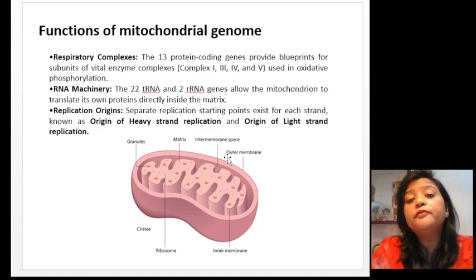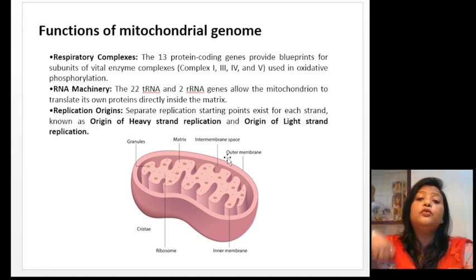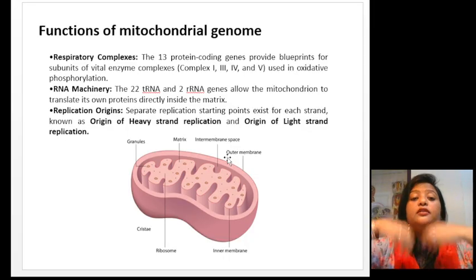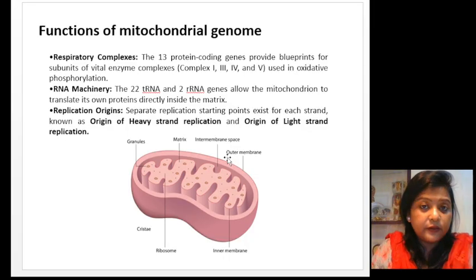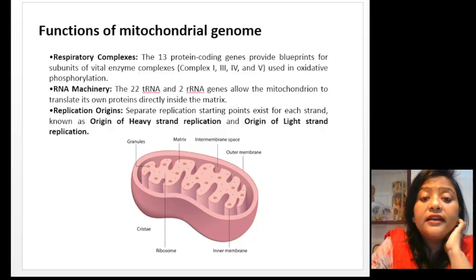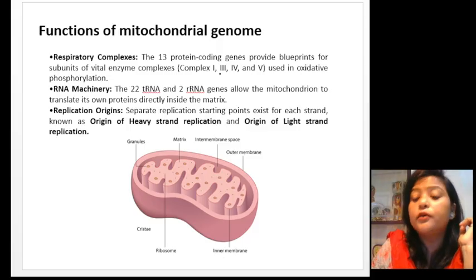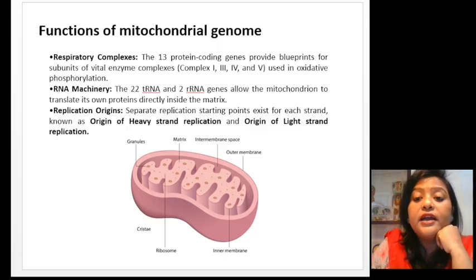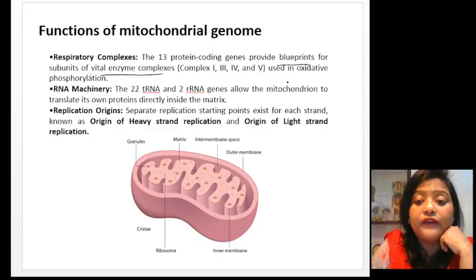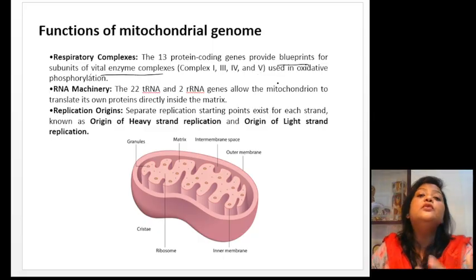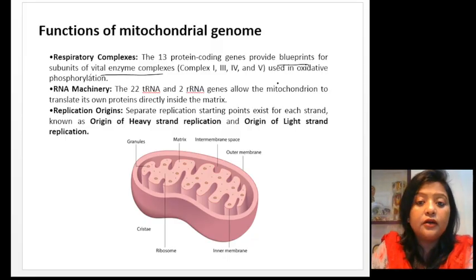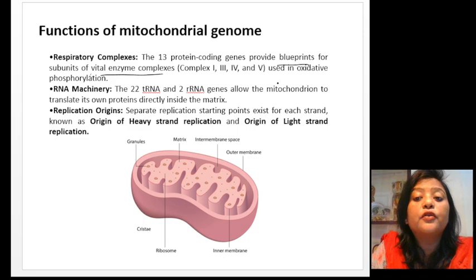Talking about the functions of mitochondrial genes: there are many genes here which code for respiratory complexes. There are 13 protein coding genes. These 13 protein coding genes provide the blueprints for subunits of vital enzyme complexes, complexes 1, 3, 4, and 5. You know these complexes are used in oxidative phosphorylation, and for these complexes, these genes provide the blueprints.